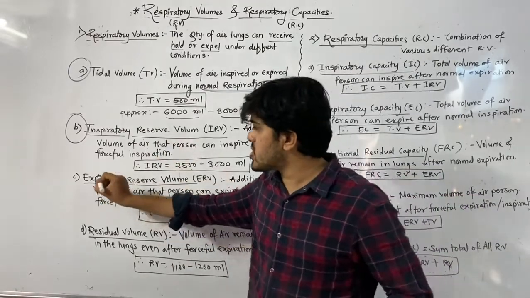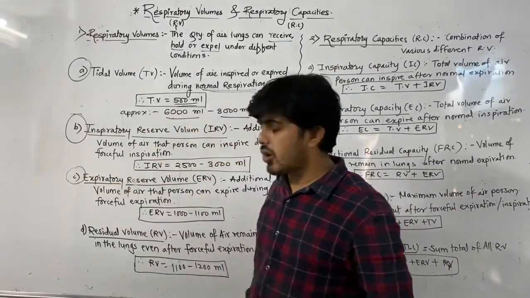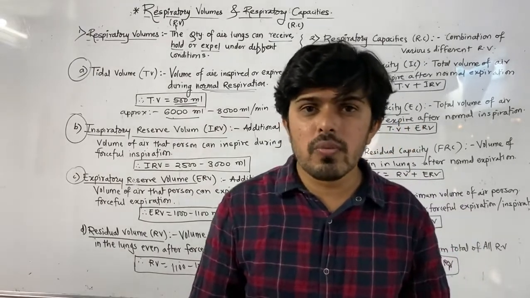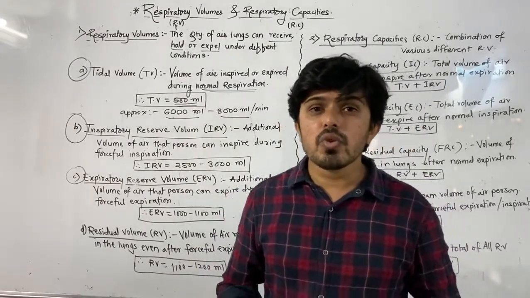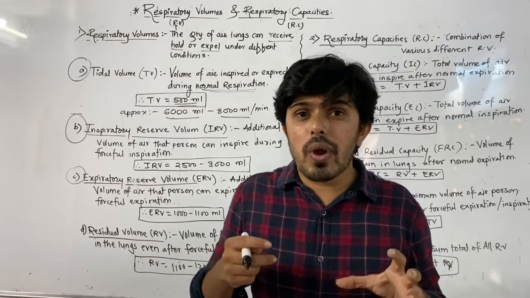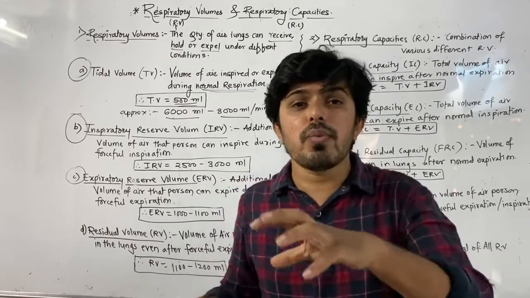Coming to the next definition, that is expiratory reserve volume, ERV. Exactly opposite to inspiratory reserve volume. The amount of air which you breathe out forcefully. Suppose you have to blow a balloon. While blowing a balloon, you can forcefully blow air into that.